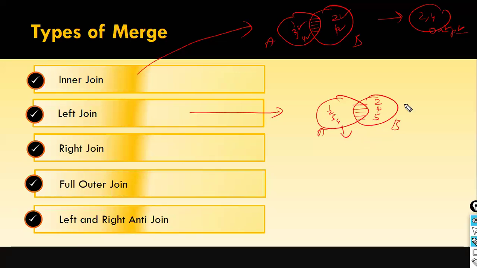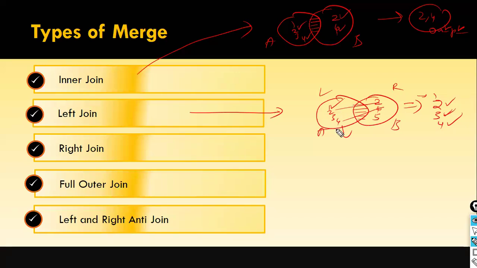So what is the output here? The output is 1, 2, 3, 4. So 1 is there, but it is not there on the right side. Since there is no matching value, it will still return this one. The matching values between these two data sets, 2 and 4, got returned here, but the non-matching values from the left side are still retained here. Since it is a left join, what is the left side here? This is the left side, and this is the right side.